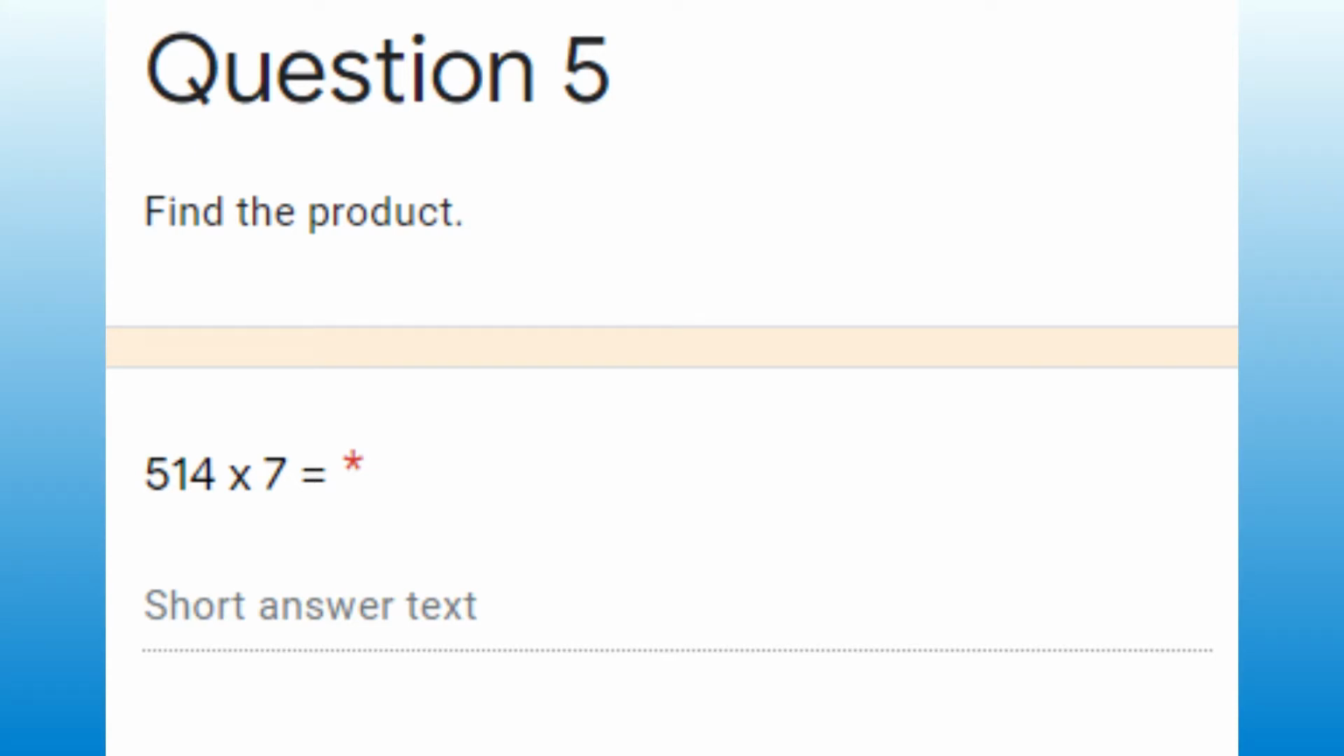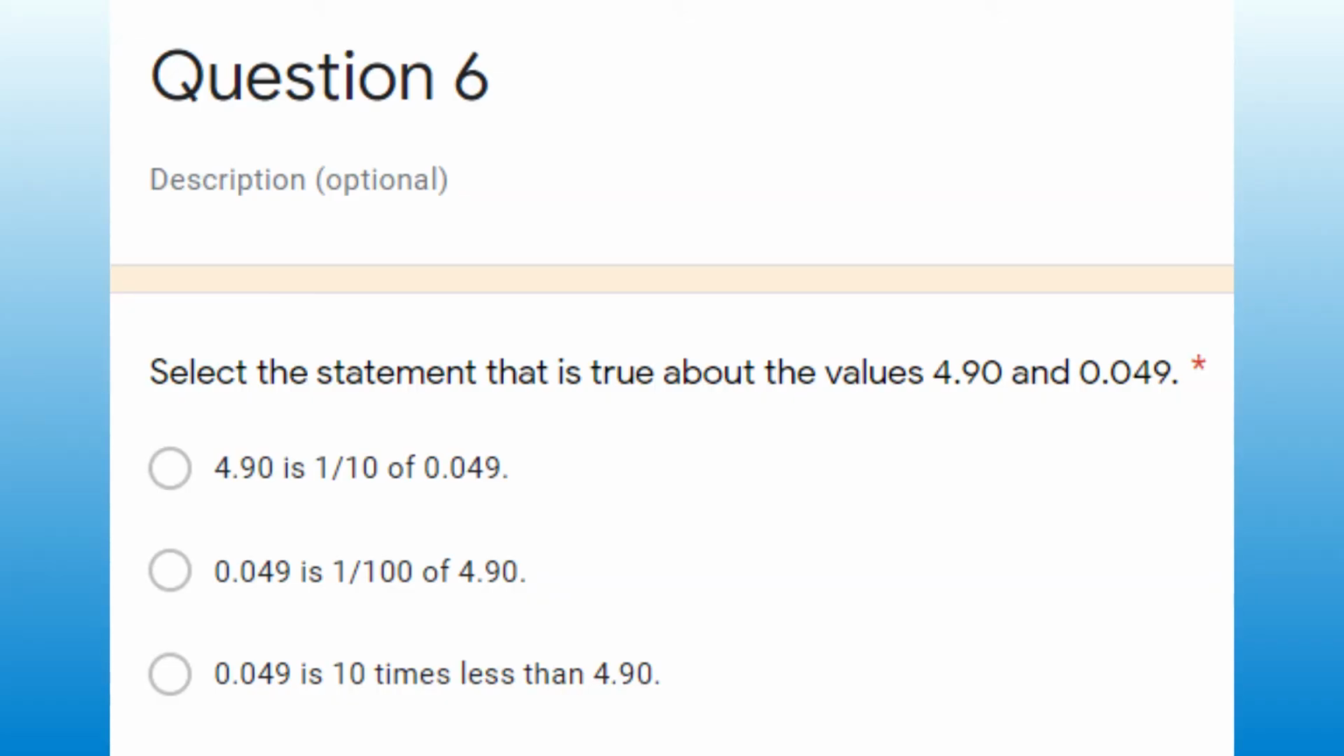It says 514 times 7. Now, if you want to make yourself a little area model to do this, that's awesome. If you want to do this by just doing the traditional multiplication steps, multiply 7 times 4, 7 times 1, 7 times 5, add those placeholder zeros as you go if needed when you have double digits, that would be fantastic too. Let's move on and take a look at question number 6.